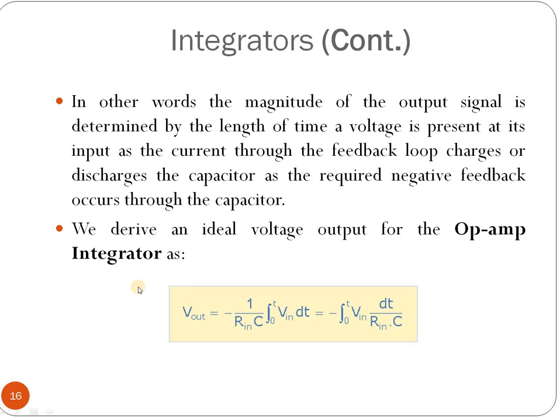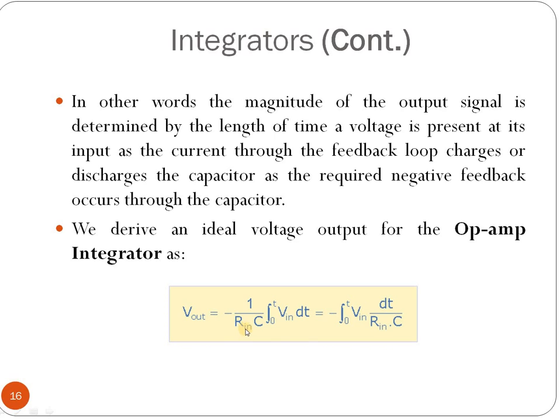In other words, the magnitude of the output signal is determined by the length of time a voltage is present at its input. The current through the feedback loop charges or discharges the capacitor. So the output voltage can be calculated as minus 1 by R input into C, integral from 0 to t of V input dt, and finally it can also be written as minus integral from 0 to t of V input dt divided by R in into C.